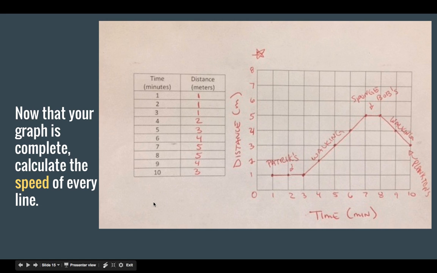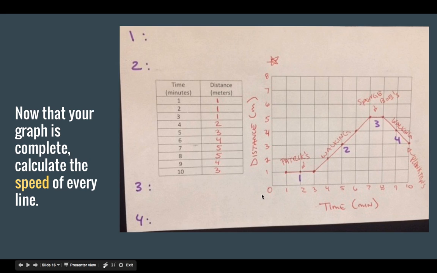So now that you have that, I want you to calculate the speed of every line. So the speed, you start with the change in distance divided by the change in time. And you can start with the easy ones, the horizontal spots. So to make things easy, label the lines 1, 2, 3, and 4. 1 and 3, you don't have to do calculations. You should know the speed, how fast are they going when they're here and here. So all you have to calculate is 2 and 4.